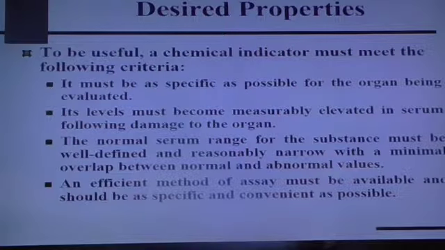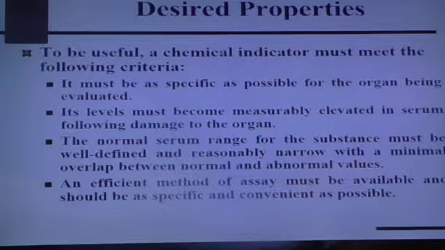Well, to be useful as a chemical indicator, what do you have to be able to do? You've got to have a test to measure it, right? It also has to be as specific as possible for the organ being examined. Now, very few of our clinical chemistry tests are specific for just one organ. Again, that's why we run a panel. For instance, alanine aminotransferase, ALT, and what's the major source of that? Where is it? It's in the liver cell.